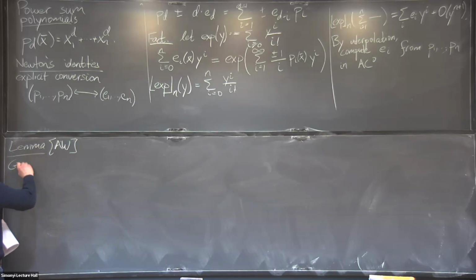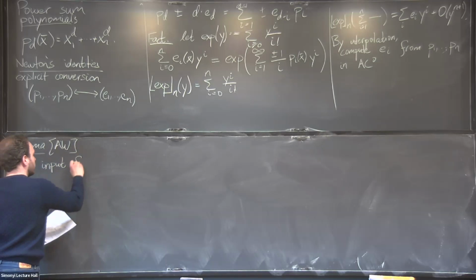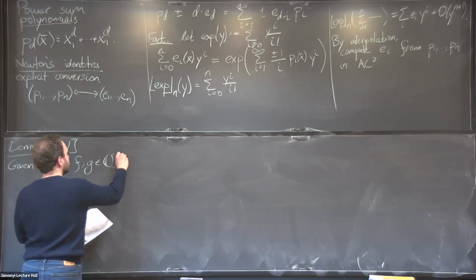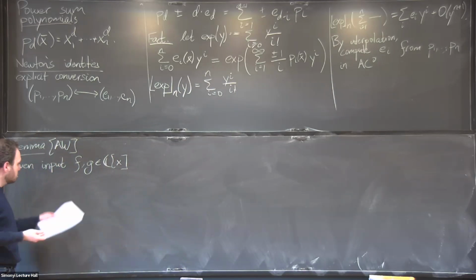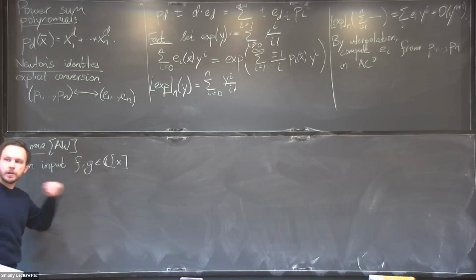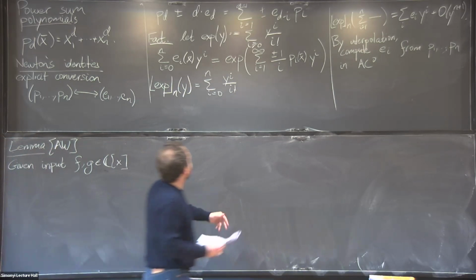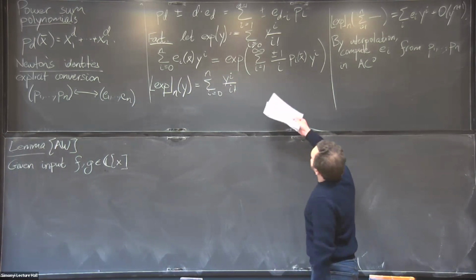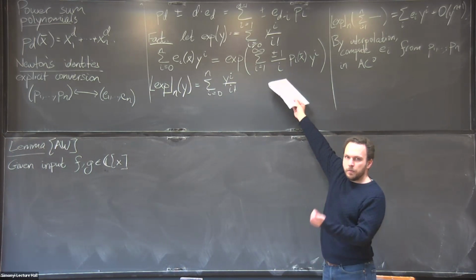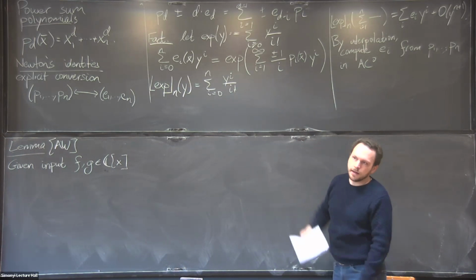So what's our input? Our input is two polynomials, f and g, with complex coefficients. I'm just now specializing to the complex numbers because I want a large field. I want large characteristic. Maybe I should say the large characteristic comes from the fact that I want to make sense of 1 over i. Right? I want to divide by 1, 2, 3, 4, 5. I can't do that in small characteristic.